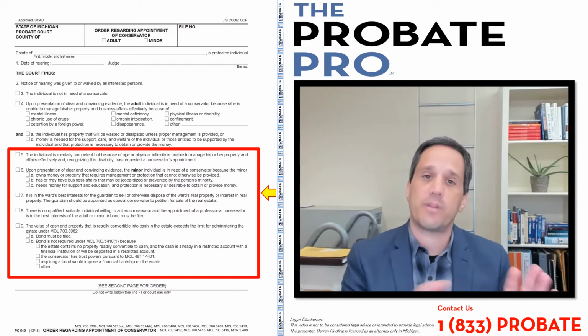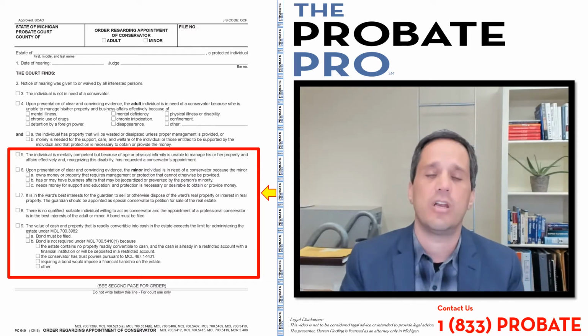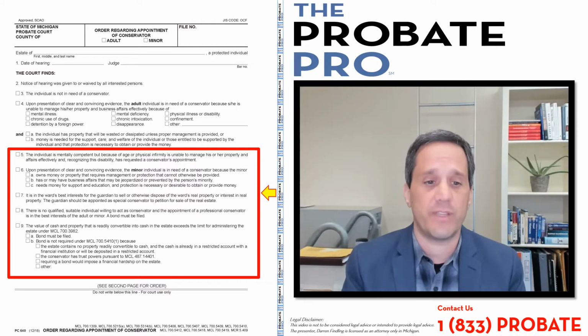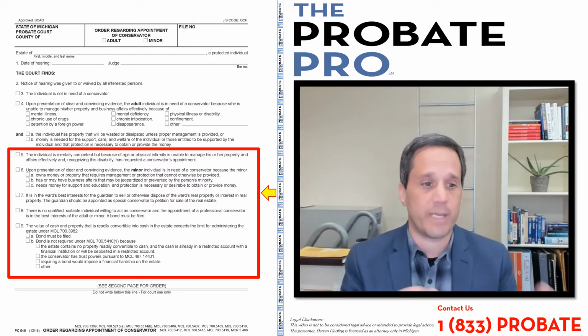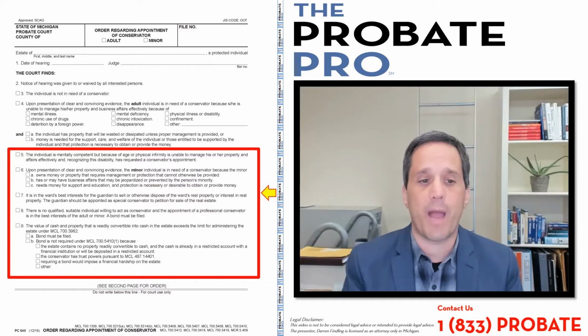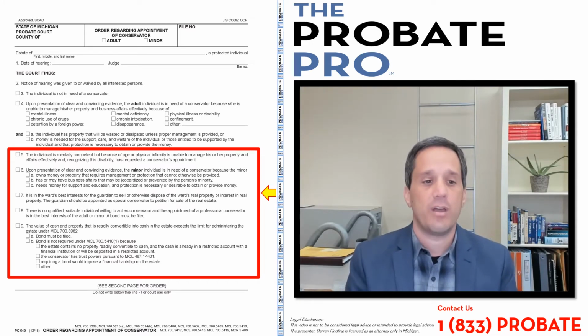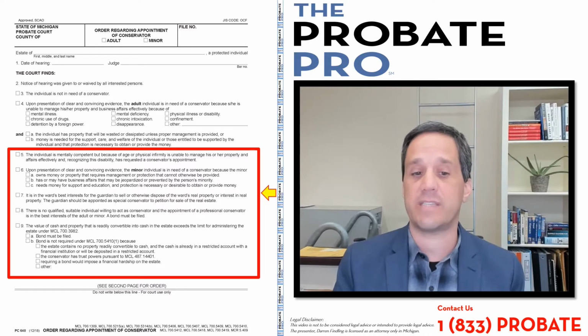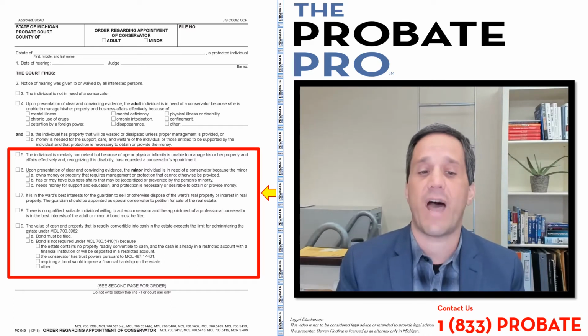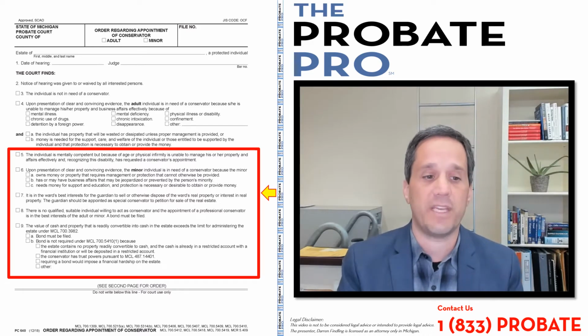Section 6 provides for the minor section. So this would be under the age of 18 years old. Upon presentation of clear and convincing evidence, the minor is in need of a conservator because A, they own money or property that requires management that cannot be otherwise provided. B, has or may have business affairs. And C, needs money for support and education and protection is necessary or desirable to provide the money. Now let's go over these.